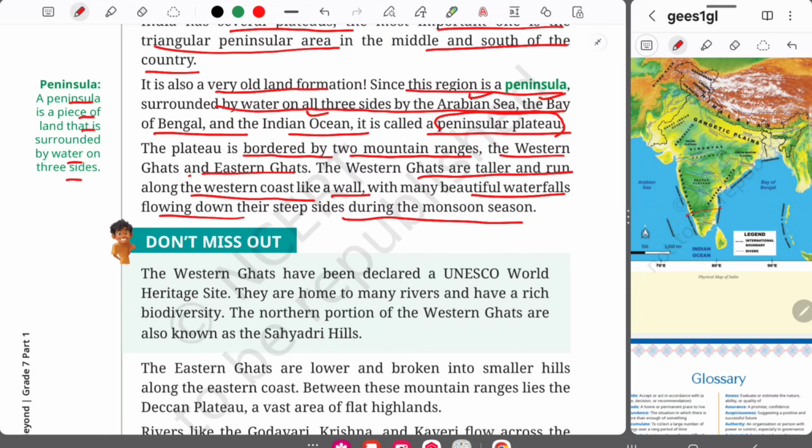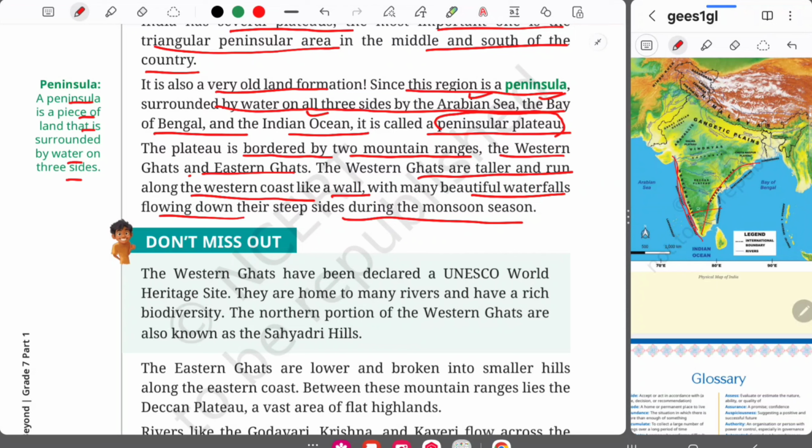So this plateau, especially this middle part and the southern plateau, we are talking about this triangular plateau, is bordered by two mountain ranges, one in the western part here, the Western Ghats, and another in the eastern part, the Eastern Ghats. And these Western Ghats are taller. These are a continuous range. There is no break here. This is a continuous mountain range.